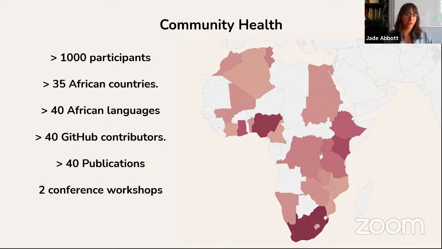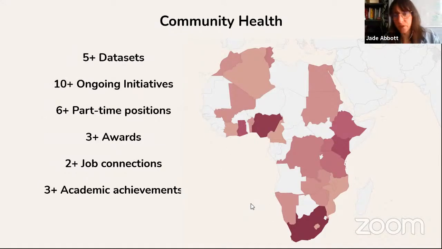We've got over 40 African languages we've built models for, and over 40 publications as part of the 2 workshops that we've put together, which is pretty crazy. And then I tried to think of a couple of other interesting metrics we could talk about. So we've had over 5 datasets.